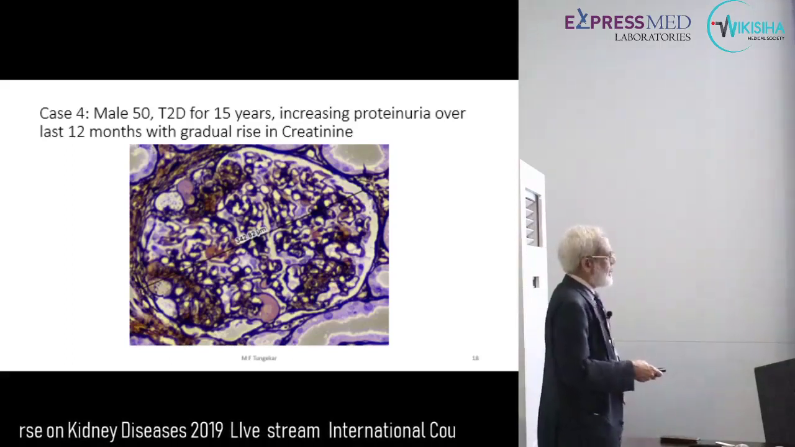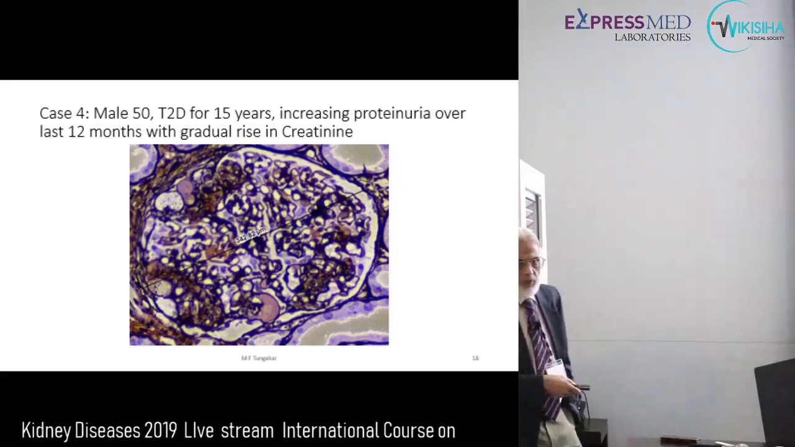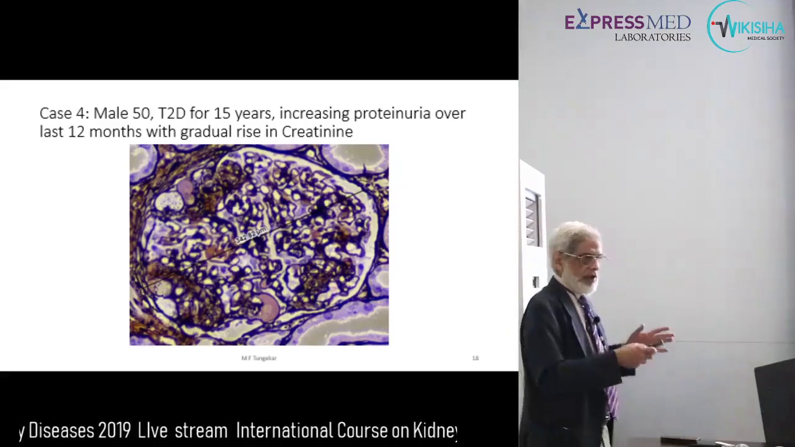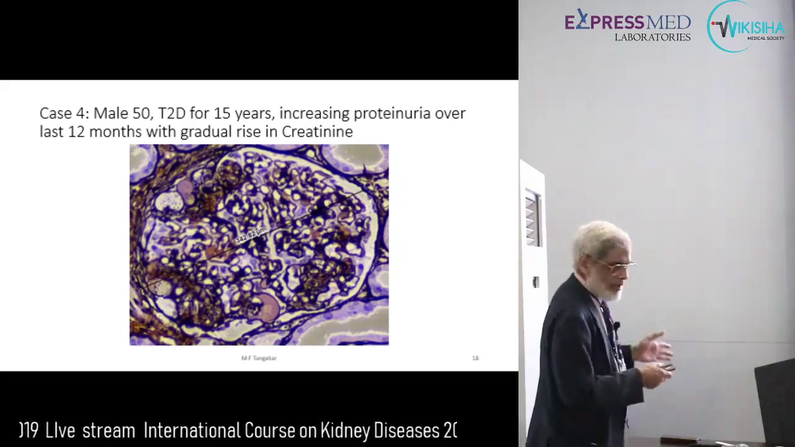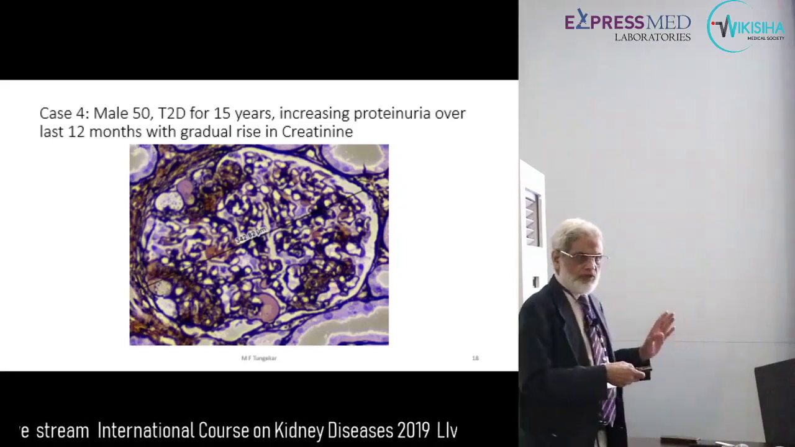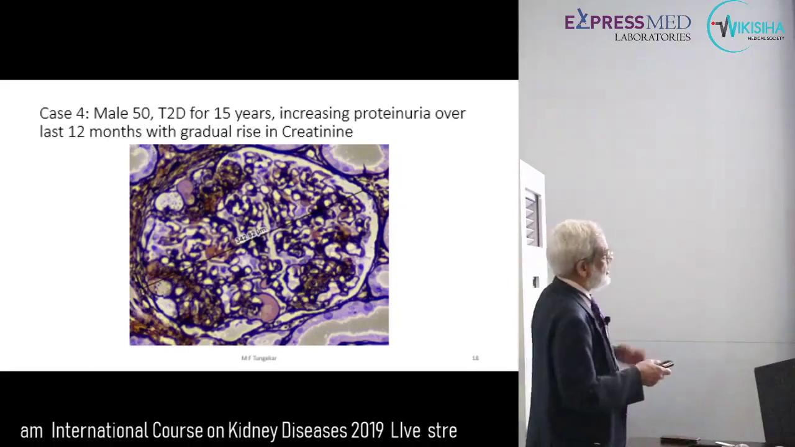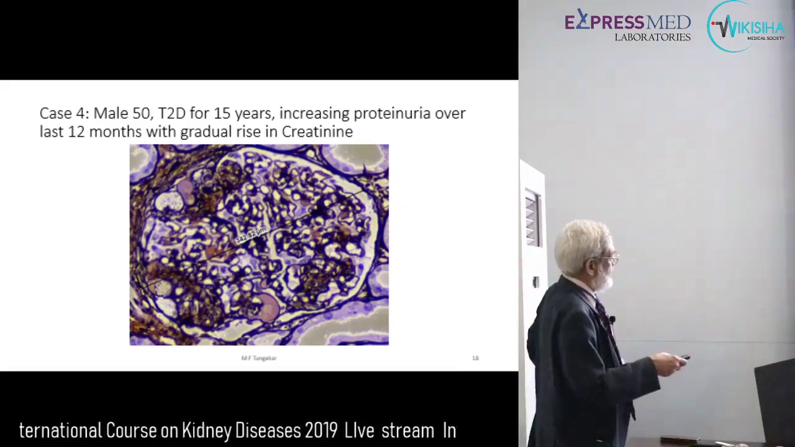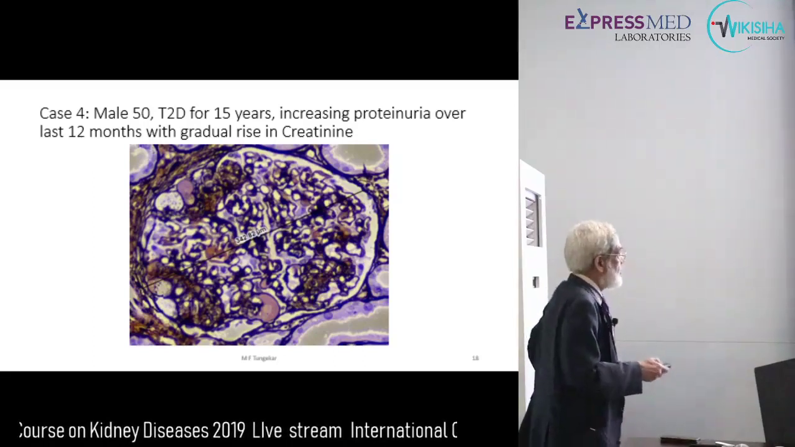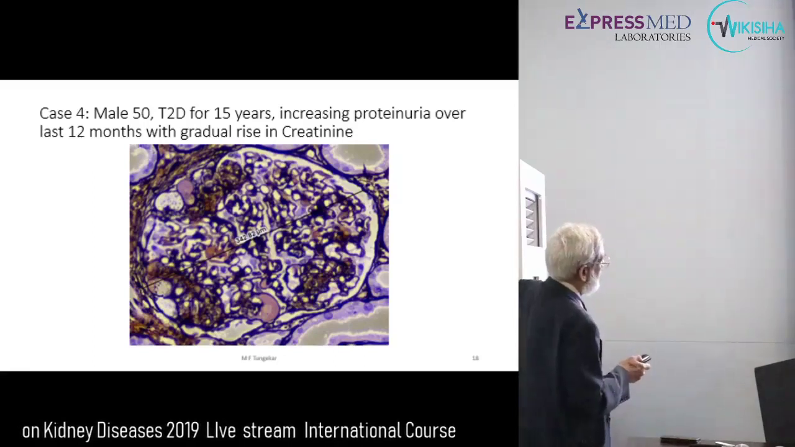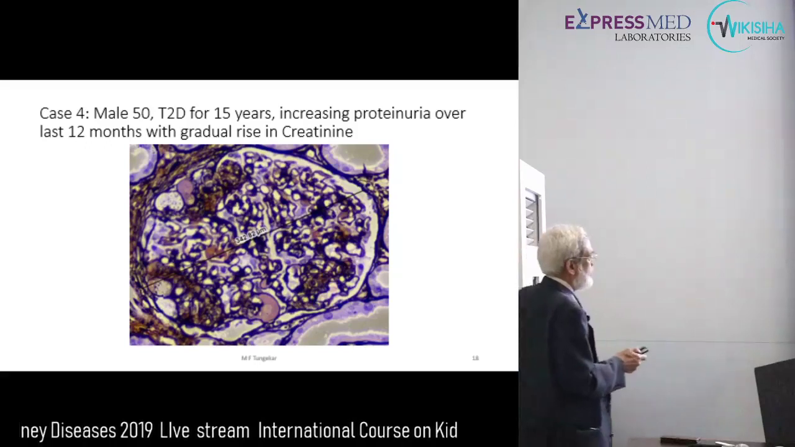Now, whether this is a primary or secondary one, in this particular case it was difficult. Most likely primary because the background tissue damage was not extensive, and there is also glomerulomegaly. But it can be very difficult to diagnose FSGS in a case of diabetic nephropathy.